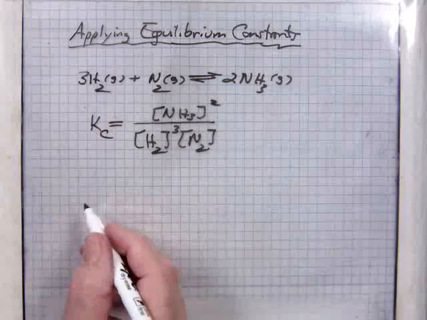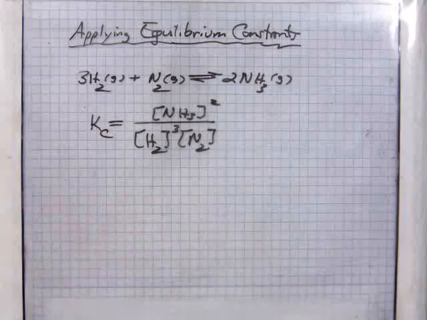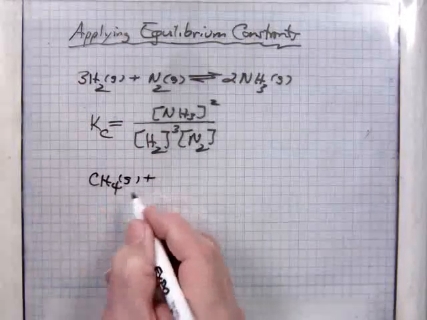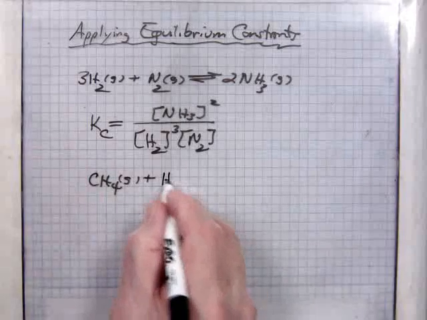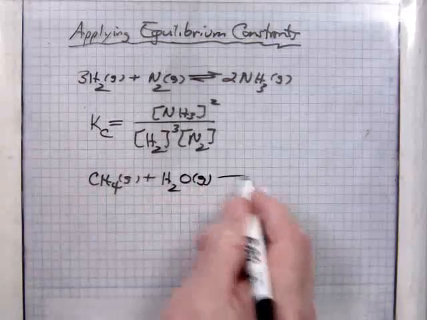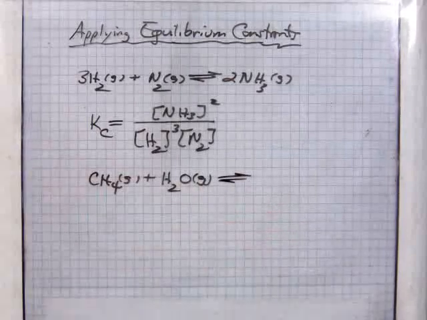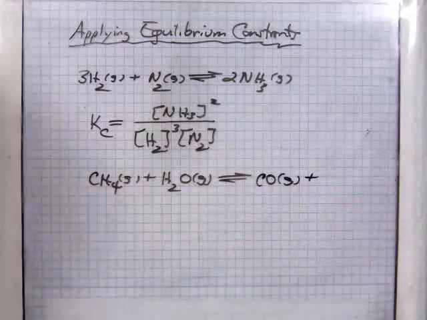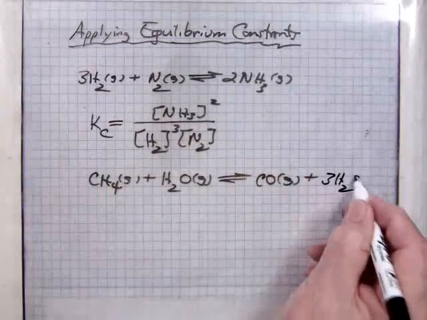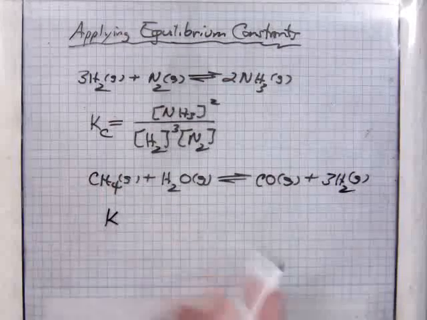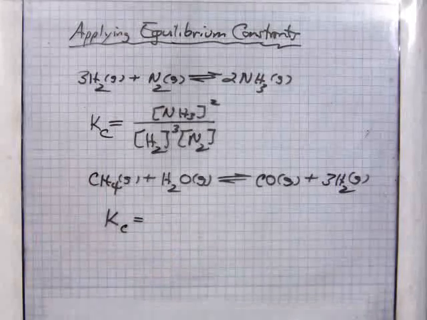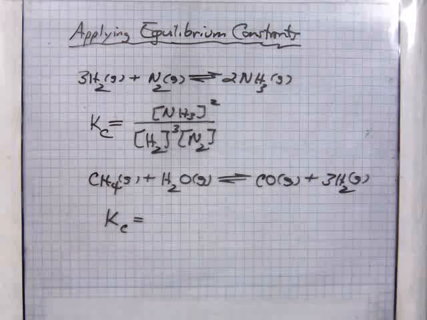If you were writing one, another problem here. Here's one. CH4 as a gas plus water, this is steam, water gas, in equilibrium with carbon monoxide as a gas and hydrogen gas. So again, all of them are gas phase, so you would want to use a Kc expression. And these are loose in many cases, but the expression ratio is always in terms of the products over reactants.